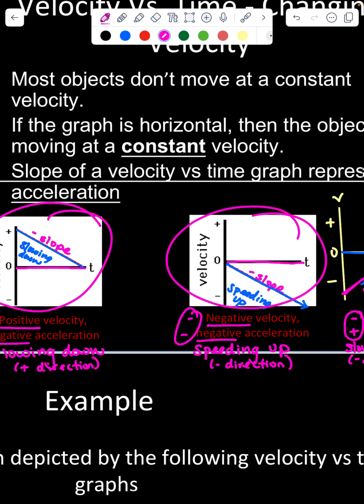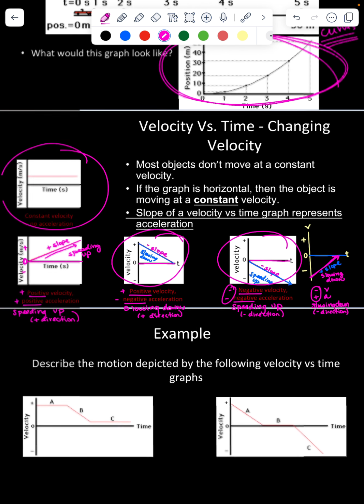So once again, we cannot just look at the sign for acceleration and say, oh, that positive acceleration automatically means that we're speeding up, or oh, that negative acceleration means that we're automatically slowing down. No, you have to compare the sign for acceleration and the sign for velocity in order to figure out what is truly happening.